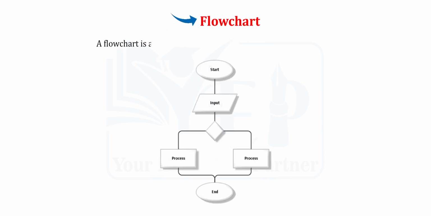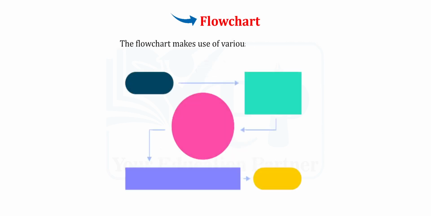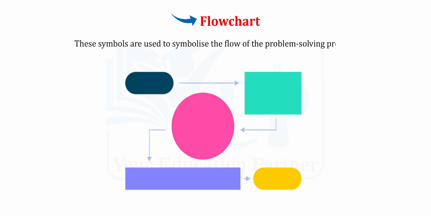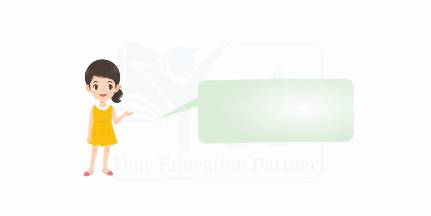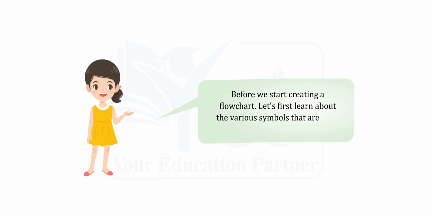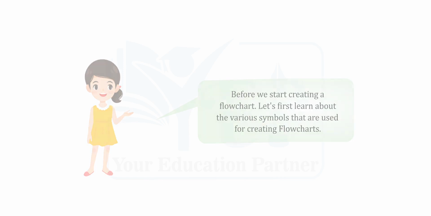Okay, now let's talk about flowcharts. A flowchart is a pictorial representation of a workflow or process. The flowchart makes use of various graphic symbols. These symbols are used to symbolize the flow of the problem-solving process. Flowcharts are used in designing and documenting a program. Before we start creating a flowchart, let's first learn about the various symbols that are used for creating flowcharts.